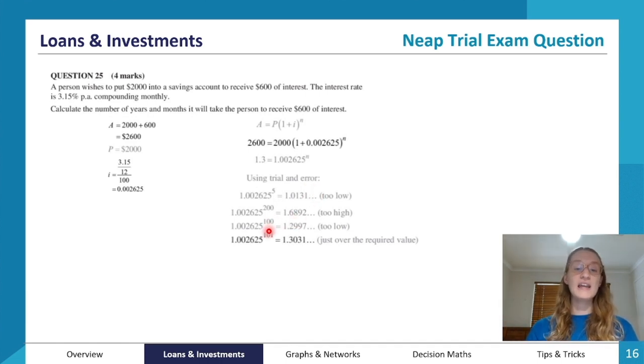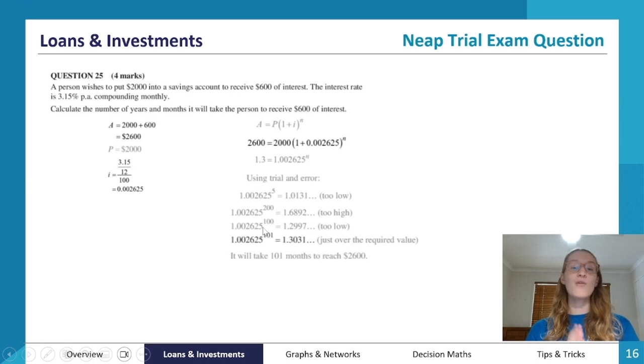What if we try N equals 100? That'd give us 1.2997, which is really, really close to 1.3, but that means we still haven't hit 1.3, so we're still not at the right point. What if we let N equal 101? Then that would give us 1.3031, and it goes over, and that is just over the required value. So we know that N equals 101 will meet the requirements of the equation that we're looking at.